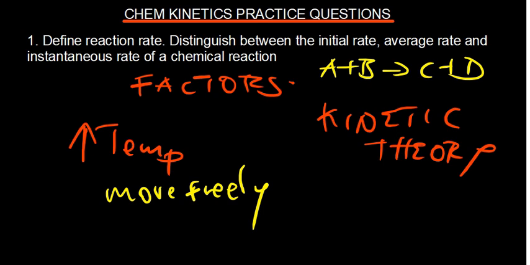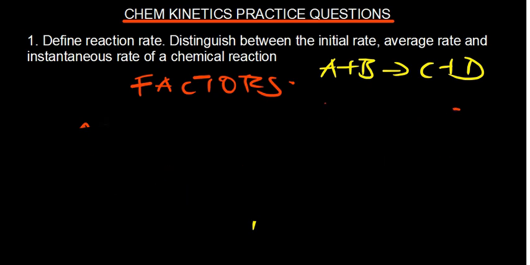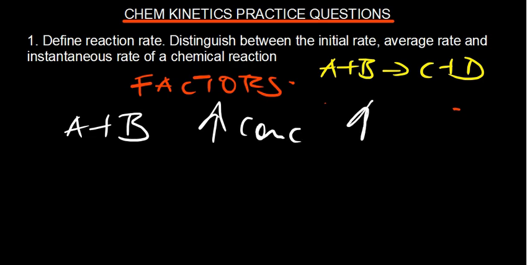Even as you talk about the concentration as well, you need to understand that when you increase the concentration of the reactants, the probability of the particles colliding is going to be more. So an increase in concentration also leads to an increase in what? It will lead to an increase in the rate of a chemical reaction.